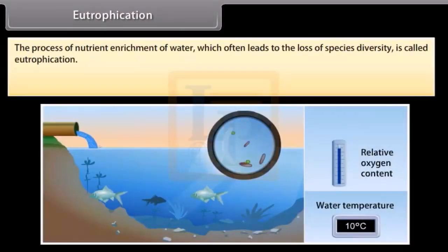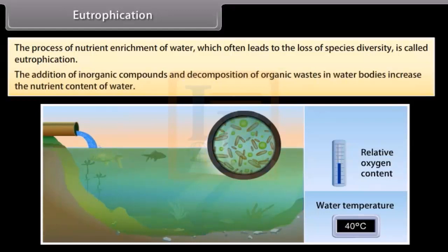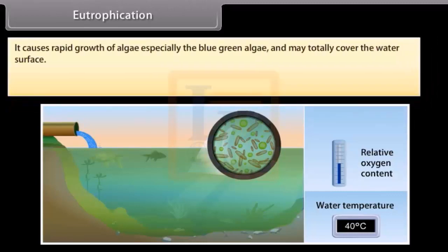Eutrophication. The process of nutrient enrichment of water, which often leads to the loss of species diversity, is called eutrophication. The addition of inorganic compounds and decomposition of organic wastes in water bodies increase the nutrient content of water. It causes rapid growth of algae, especially the blue-green algae, and may totally cover the water surface.